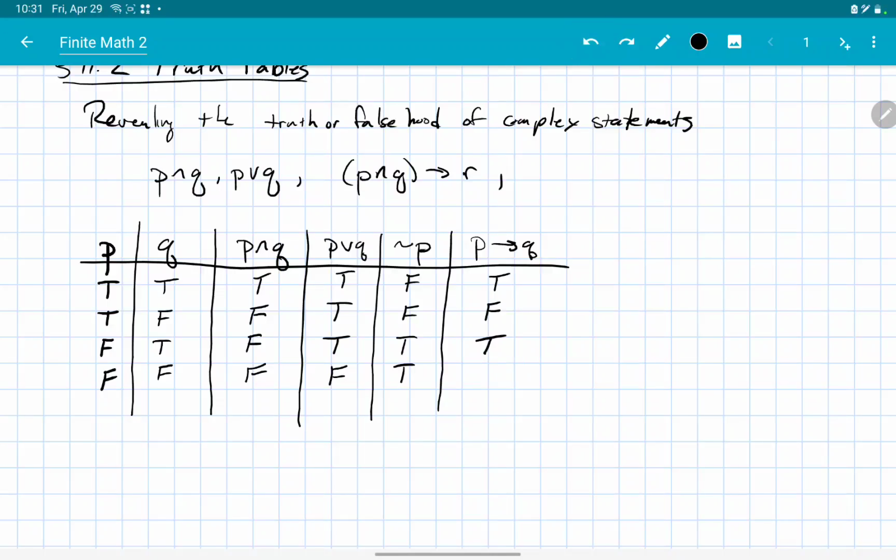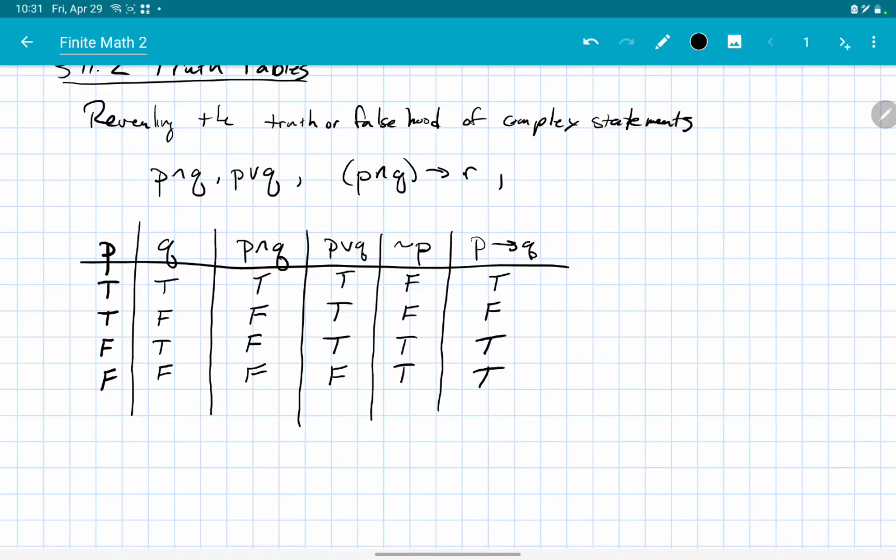The last one, if P is false and Q is false, then we still have no problem with if P then Q. If P is false, then Q is not obligated. So think about it this way. If P then Q, and P happens to be false, then there are no obligations on Q. Q can do anything. Does not matter.